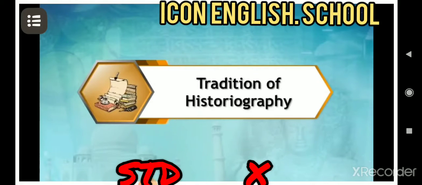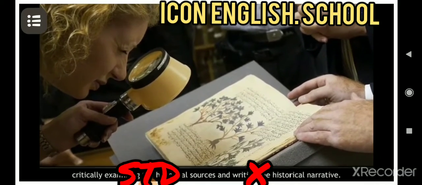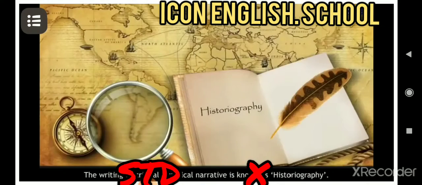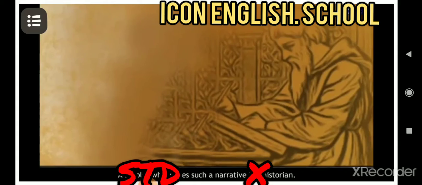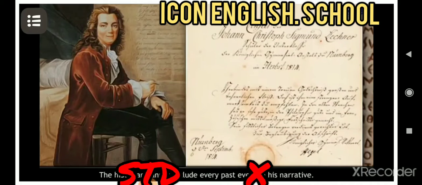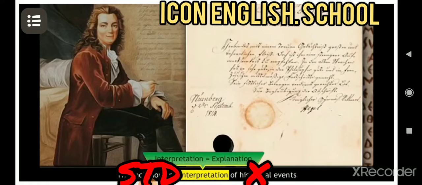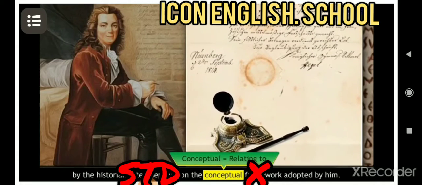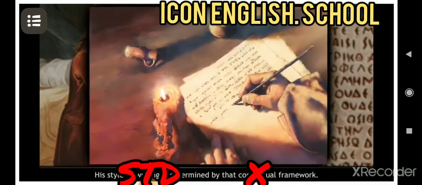Tradition of Historiography. We have learned about the historical research method, critically examining the historical sources and writing the historical narrative. The writing of critical historical narrative is known as historiography. A scholar who writes such a narrative is a historian. The historian cannot include every past event in his narrative. The inclusion and interpretation of historical events by the historian often depends on the conceptual framework adopted by him. His style of writing is determined by that conceptual framework.